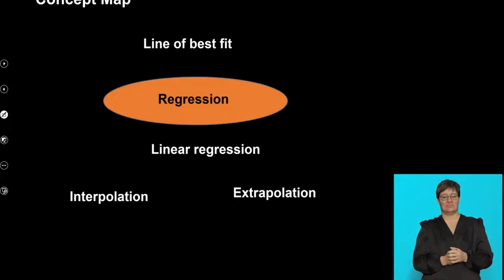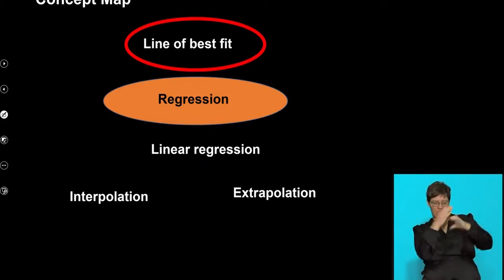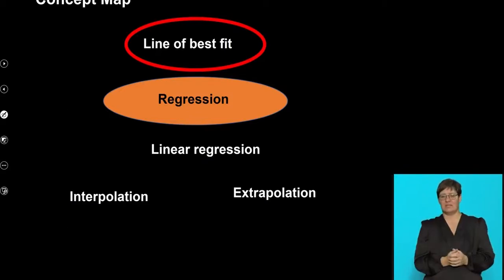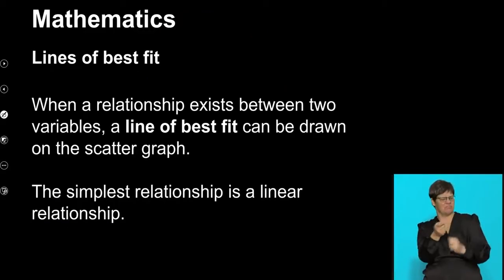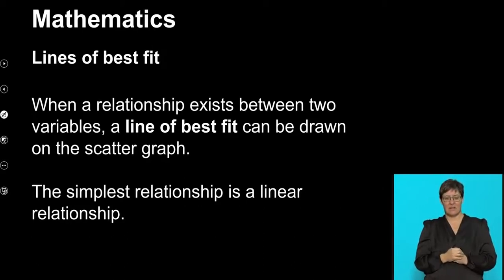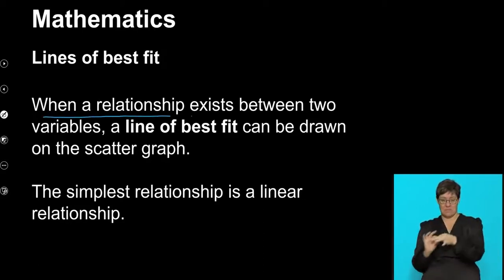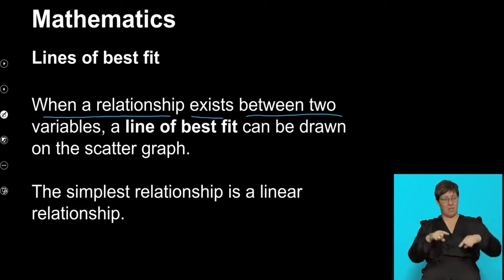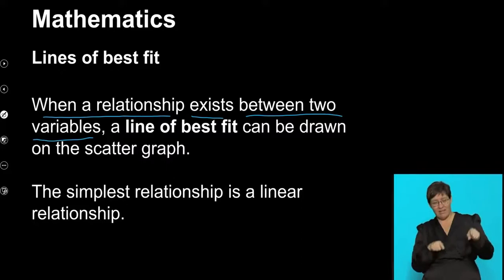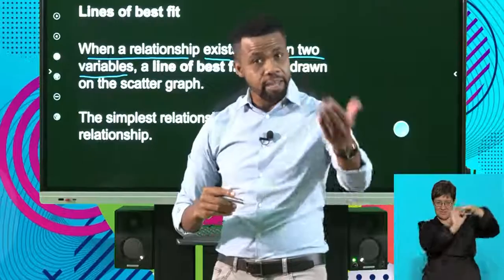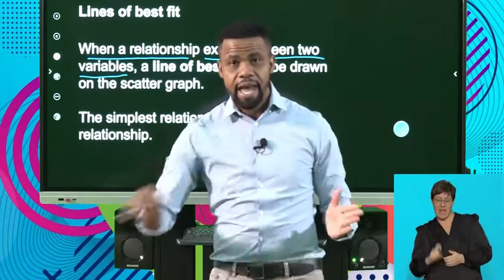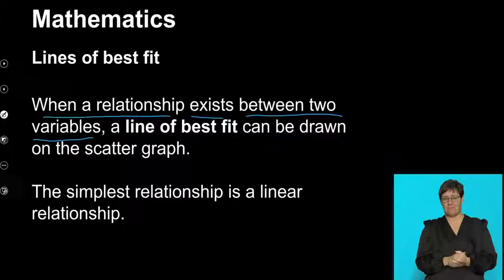Then from there, let's look at the line of best fit. Okay, you've probably heard of the line of best fit. What is the line of best fit? So when a relationship exists between, very important, between 2 variables. So the 2 variables we're talking about here are the independent and dependent variable. Could be x and y, okay?